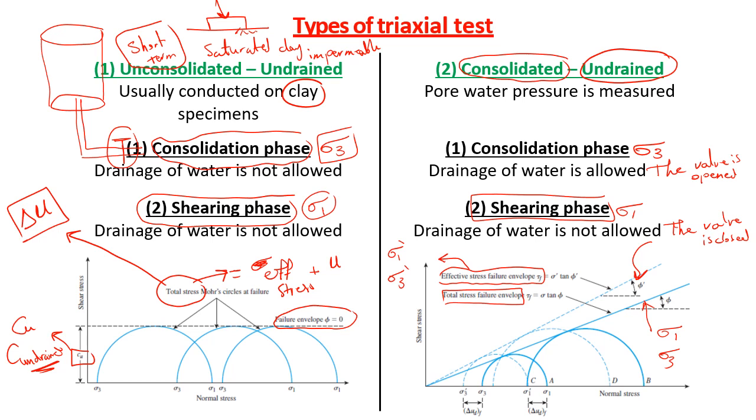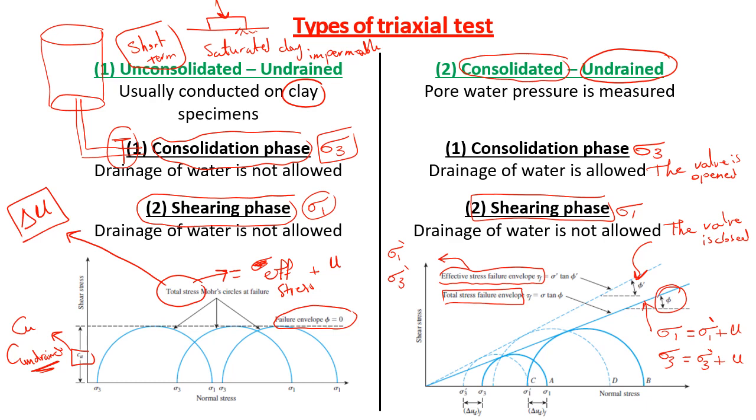And you must know that according to the principle of effective stresses, sigma 1 is equal to sigma 1 prime plus the generated pore water pressure, and sigma 3 is equal to sigma 3 prime plus the generated pore water pressure in the test. So if you have the values of sigma 3 and sigma 1, you can draw your Mohr circles and you can draw your failure envelope in terms of total stresses and get phi.